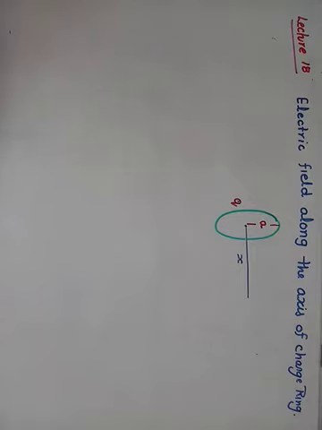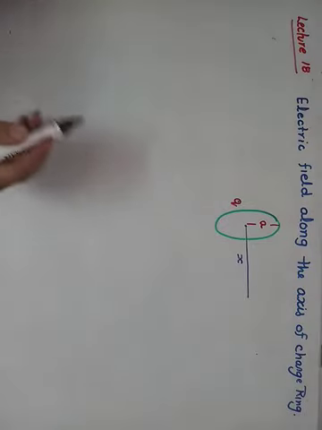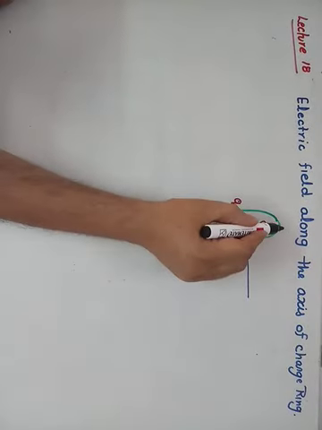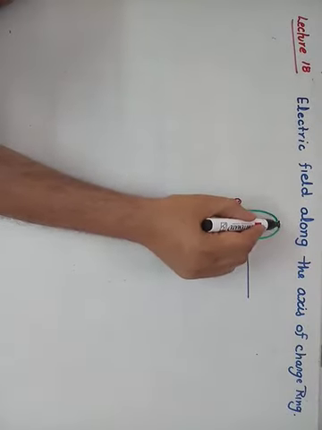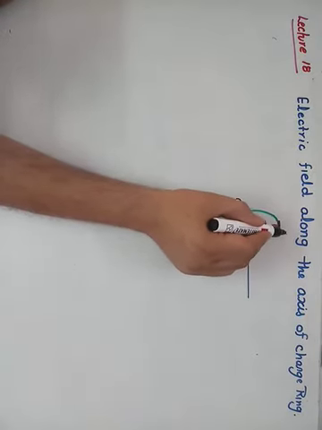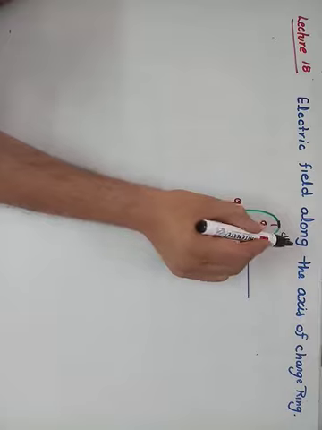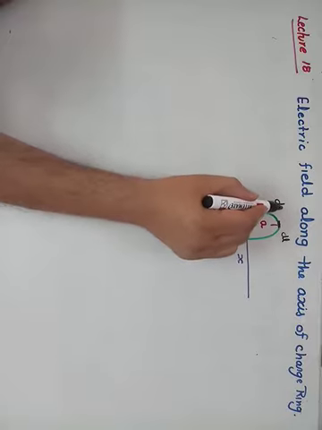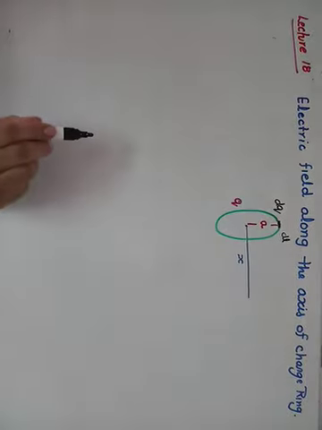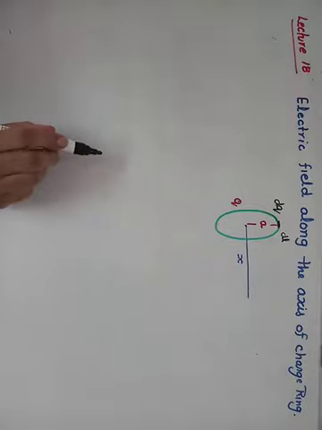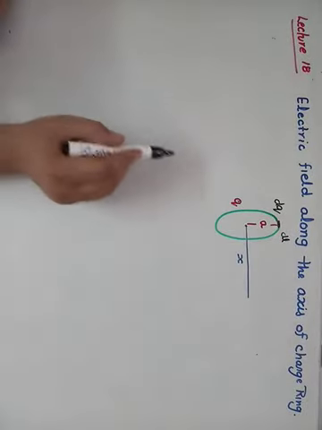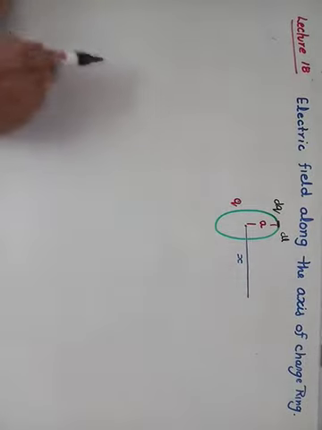Now we can apply Coulomb's law. Coulomb's law has the limitation that we can find the electric field or force only due to a small charge element. Therefore, we consider a small element dl having a charge dq. Now, due to this charge dq, first of all, we calculate the electric field on its axis.